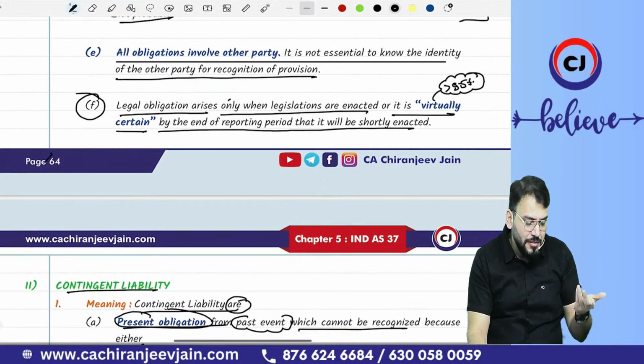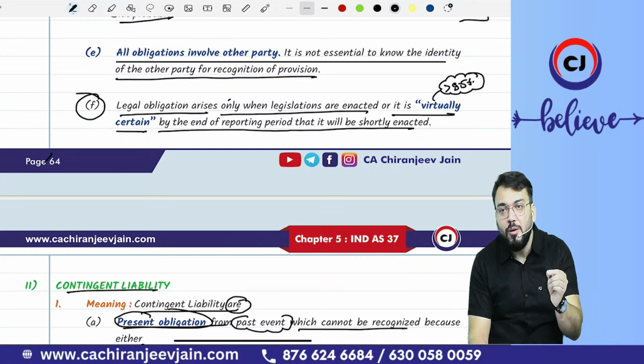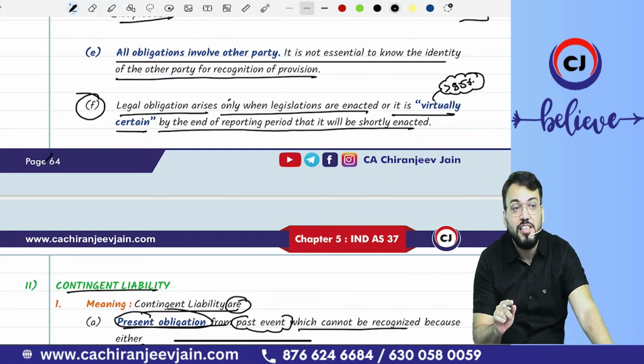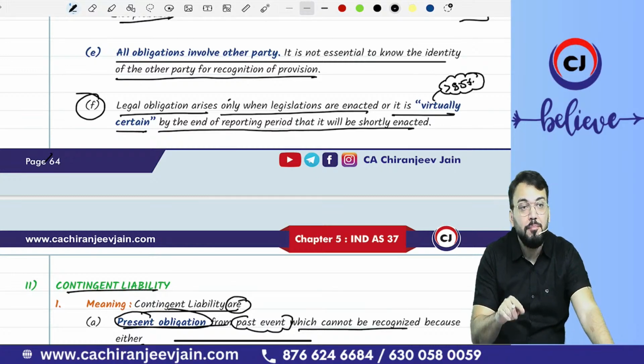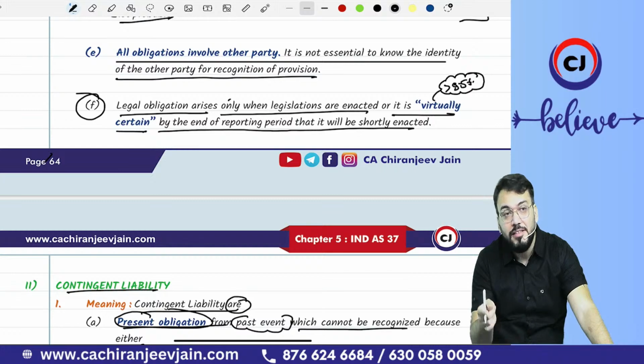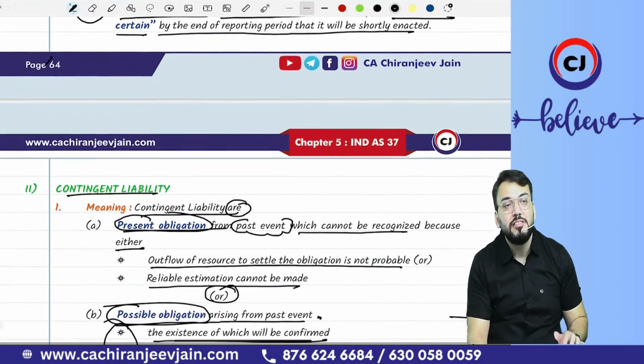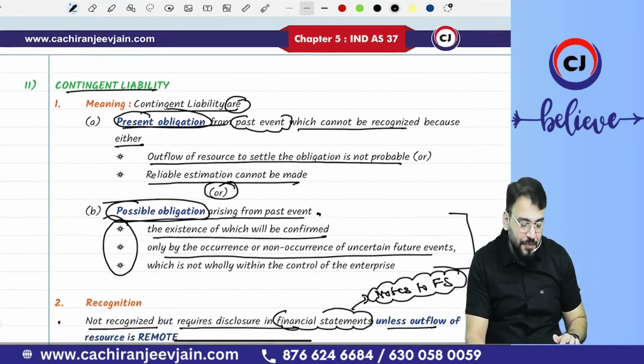Yes, sir. Then we have done one point for legal obligation. Legal obligation arises only when the legislation is enacted, or it is virtually certain by the end of reporting period that such act will be enacted in a short period of time. Correct? Virtually certain means the chances are more than 95%.